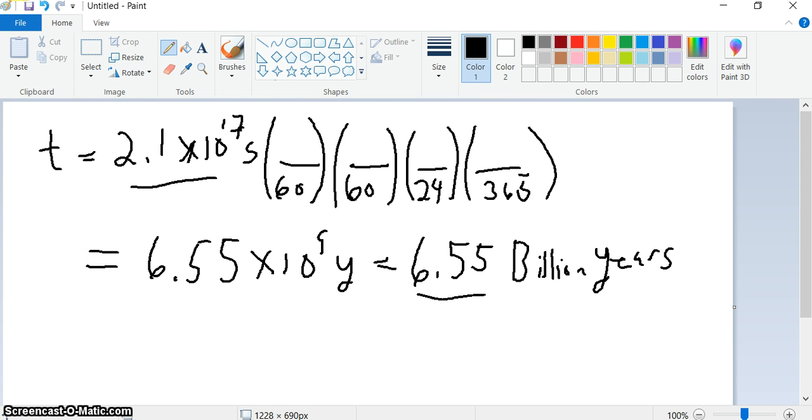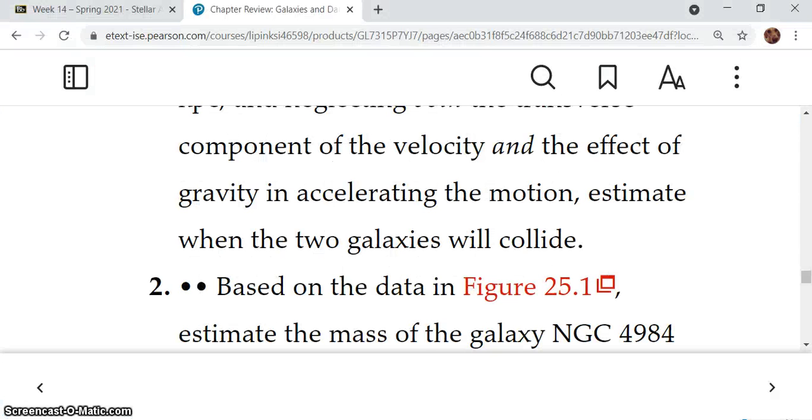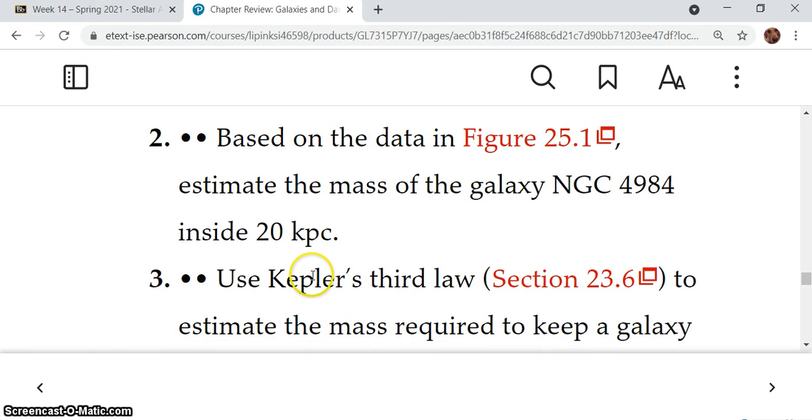Number 2, let's take a look at the problem. Don't I have it right here? All right, so here's the problem. Number two, it says, based on the data in this figure, let's see, what figure is it, okay.